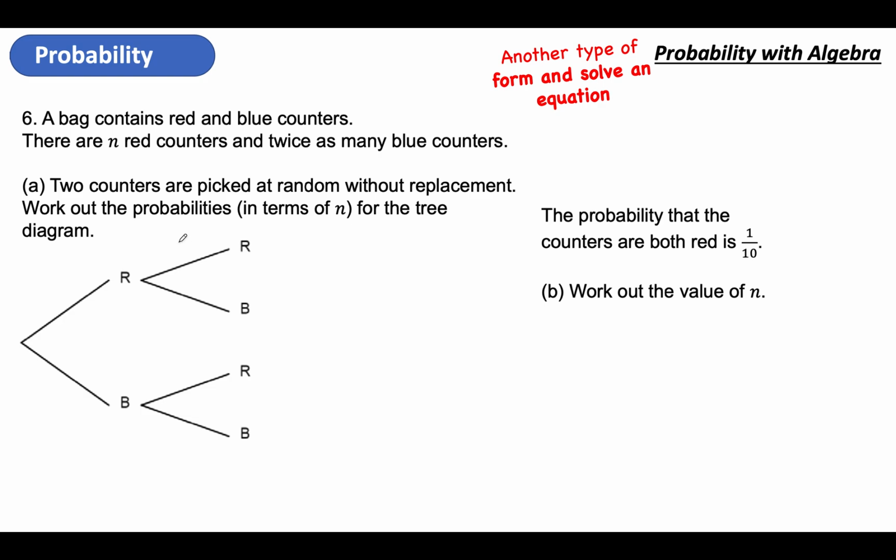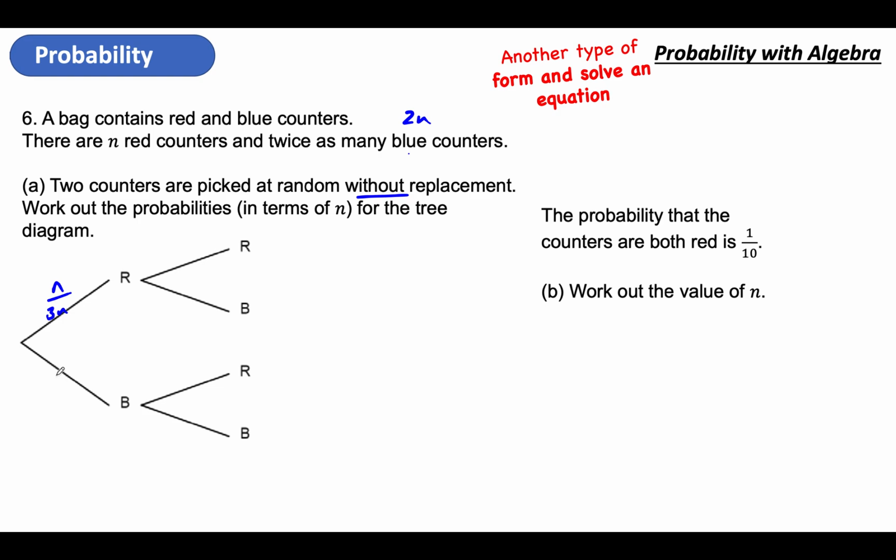Okay, unpause then. So a bag contains red and blue counters. There are n red counters and twice as many blue counters. So how many blue? 2n. Did you get that? So it's only red and blue counters, picked without replacement, that makes it exciting. Probability of red then is n out of the total, and the total is 3n.